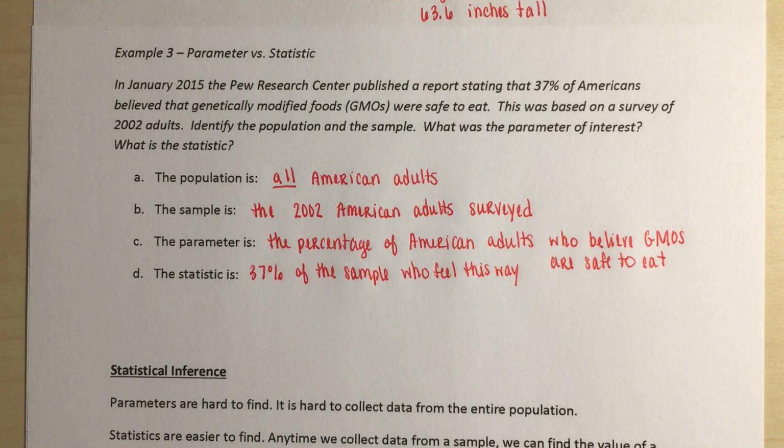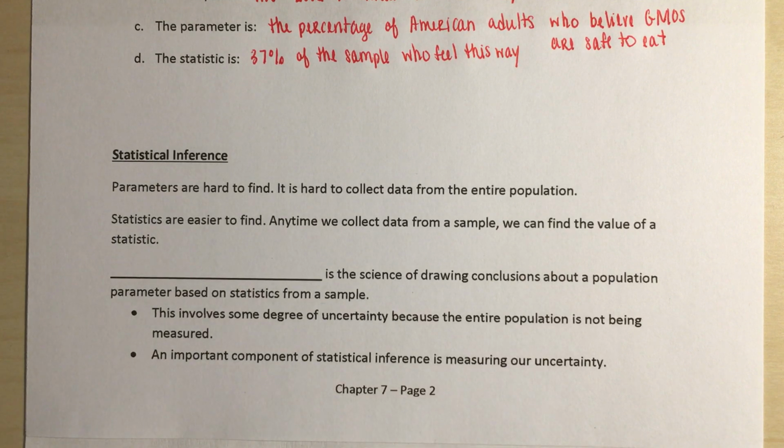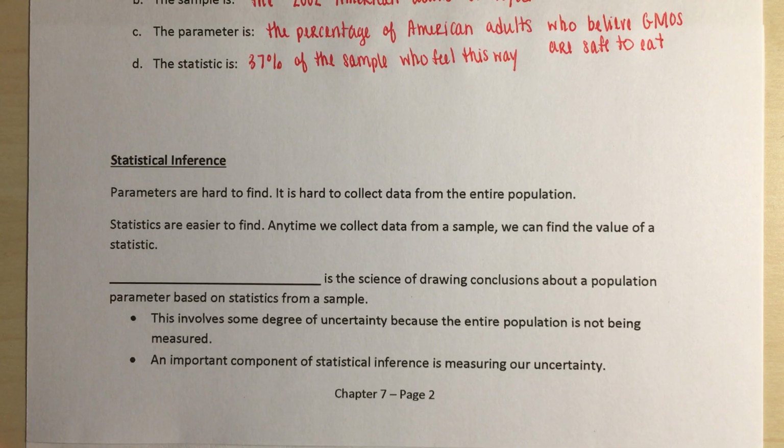Okay. So again, going through our vocabulary, population and parameter. Again, we're thinking all, we're thinking our entire group, and then sample and statistic are just coming from a smaller portion out of our population. Right, so to wrap this up, the definition down at the bottom is that of statistical inference. Parameters are hard to find. It's hard to collect data from our entire population. Statistics are much easier to find. Anytime we collect data from a sample, we can find the value of a statistic.